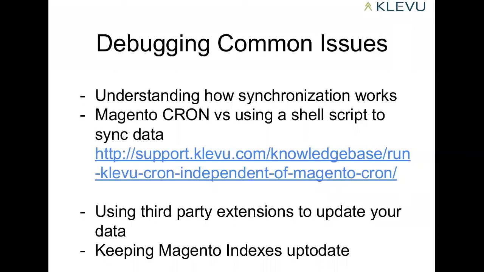Okay, debugging some common issues. It's important that you understand how the synchronization is working. If you're making any changes from the Magento admin panel, Magento updates a field called updated_at in the catalog product entity table. So we rely on this updated_at field in the catalog product entity table to find out which products have changed since the last synchronization.